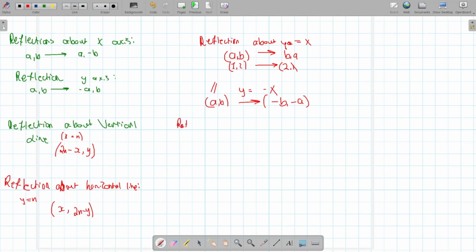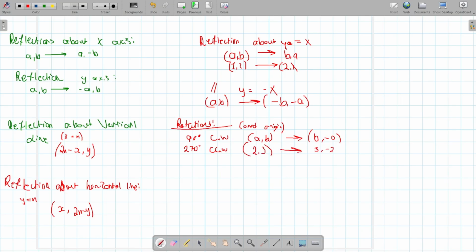The formulas for now, rotations. Okay, the first formula, this is around the origin. The first rotation is 90 degrees clockwise, which is also the same as saying 270 degrees counterclockwise. A comma b goes to b comma minus a. So any point, let's say 2 comma 3, will go to 3 comma minus 2.